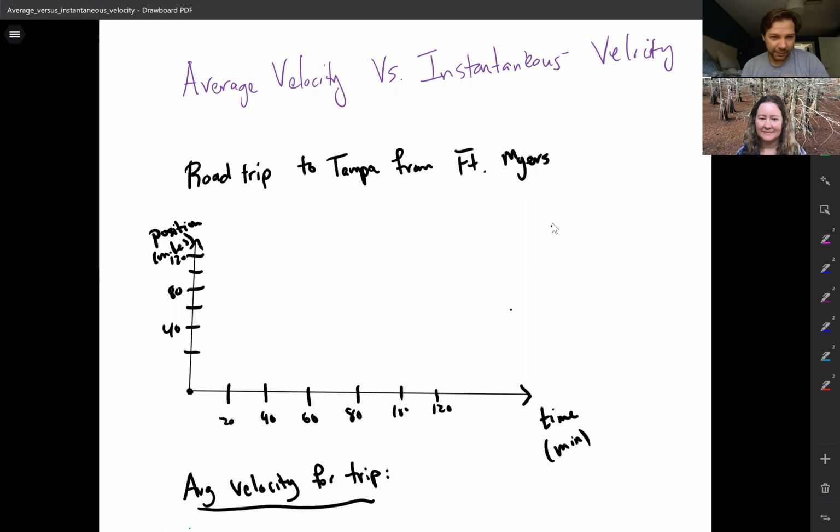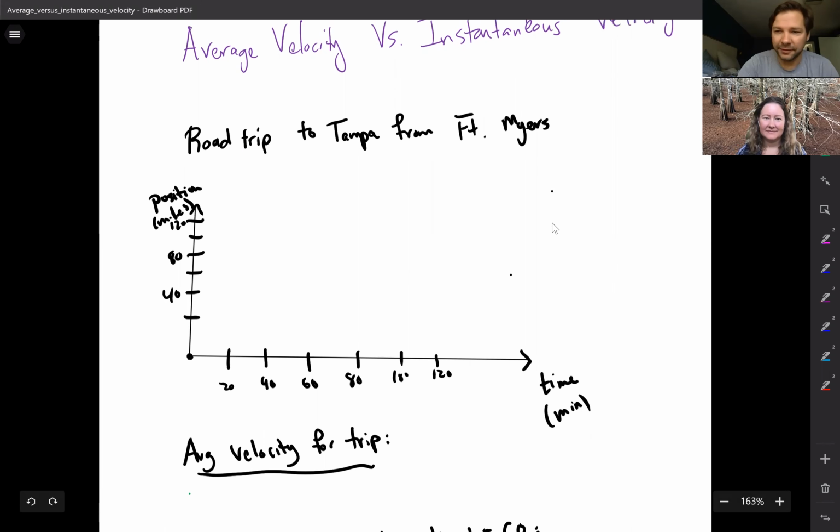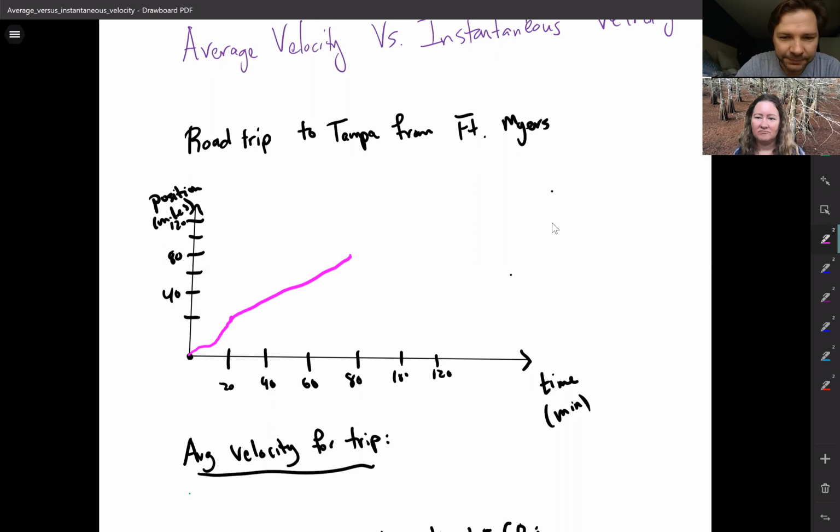So I'm just going to walk you through how this trip started off. I think you guys have maybe made this trip before, so you know that Tampa is roughly 120 miles away. For the first 10 to 20 minutes or so, it's pretty slow going because you might hit some lights. Then after about 20 minutes, you get on the highway and your position increases at roughly 70, 80 miles per hour.